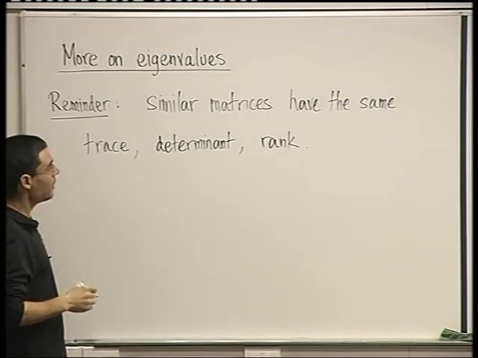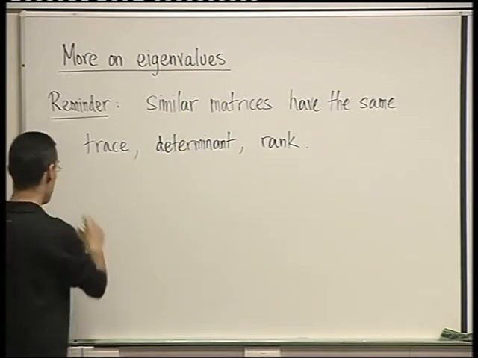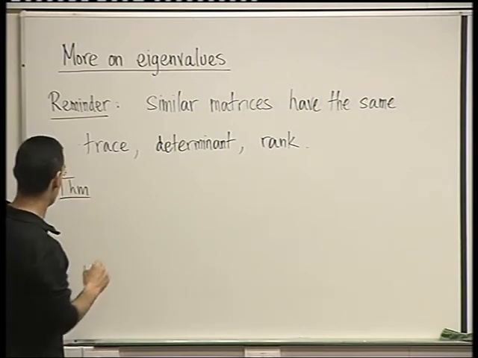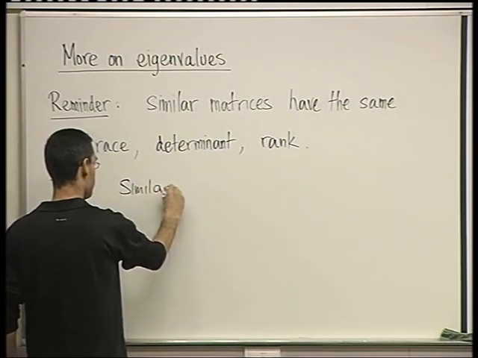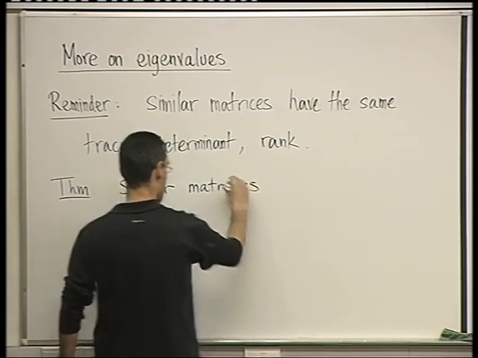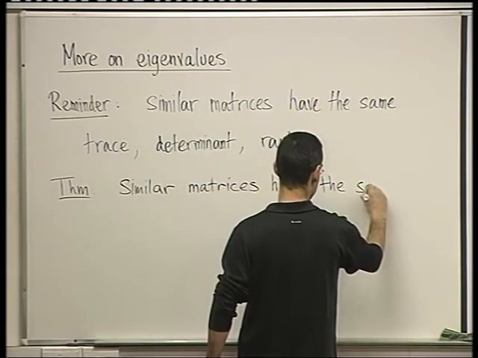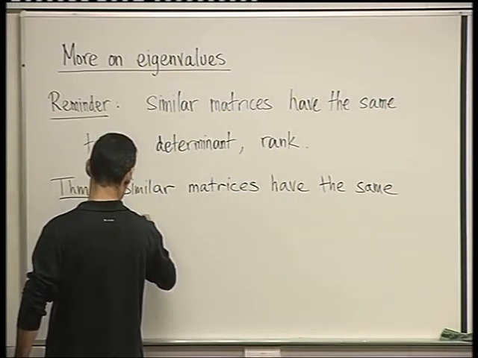What I want to prove now is that similar matrices also have the same characteristic polynomial. So this is going to be our first theorem, and we're going to prove it. It's not a difficult proof. Similar matrices have the same characteristic polynomial.